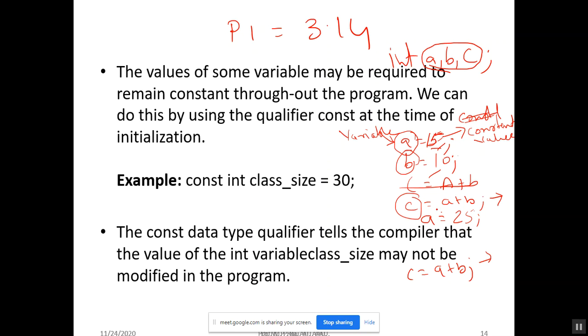What will be the value of c here? What will be the result of this addition in c? 25. Here it will be 25 and here what will be the value of c? 35. Here it will be 35. So can you see that I am changing the value of c wherever it is required? I am changing the value of a wherever it is required, but I cannot change 25.